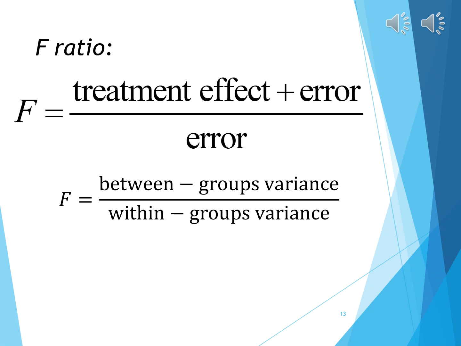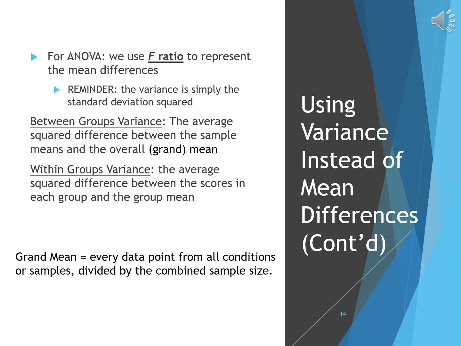And that's how we use this to justify rejecting the null hypothesis that there are no differences in groups. So between groups variance is the average squared difference between the sample means and the overall, also called grand mean, whereas the within groups variance is the average squared difference between the scores in each group and the group mean. And we'll walk through each of those in a second.